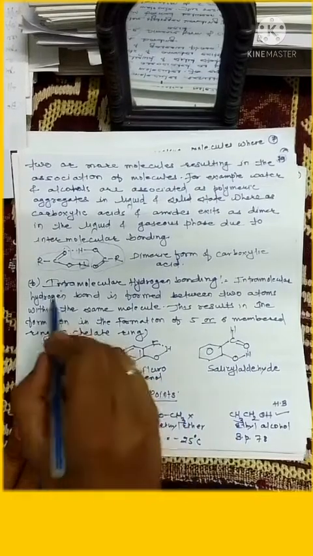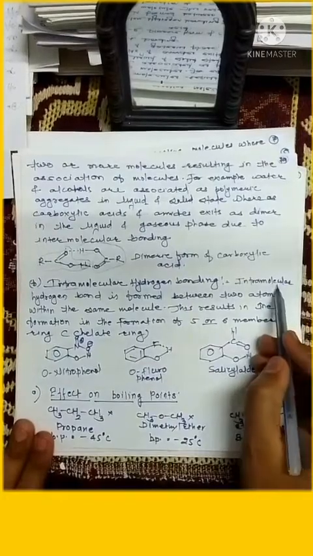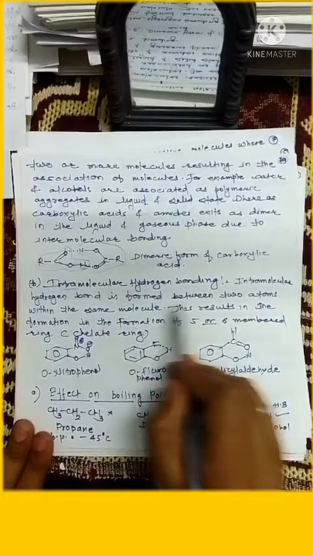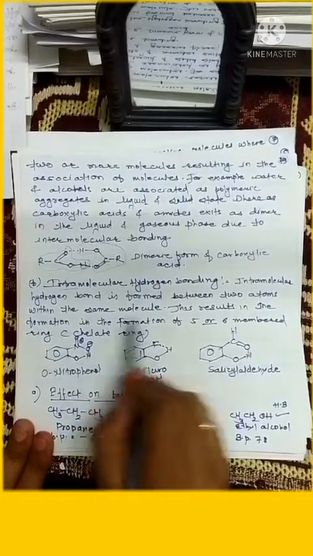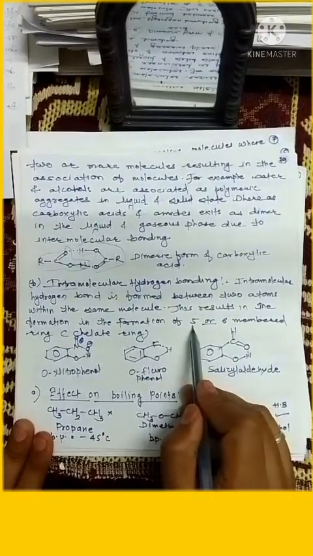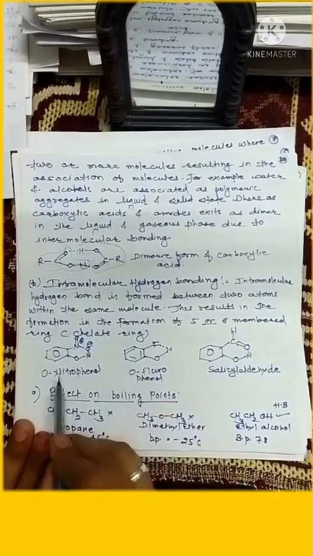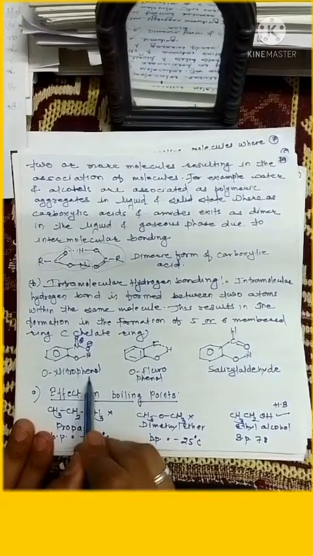Now we are going to see intramolecular hydrogen bonding. Intramolecular hydrogen bonding is formed between two atoms within the same molecule. This results in the formation of a 5 or 6 membered ring, that is, a chelate ring. So just see the example of orthonitrophenol.